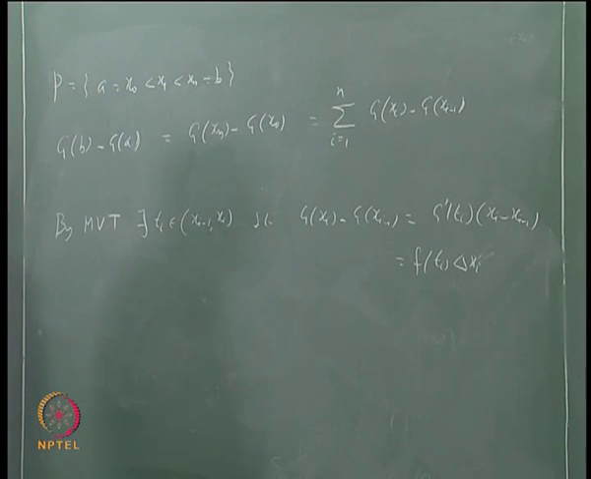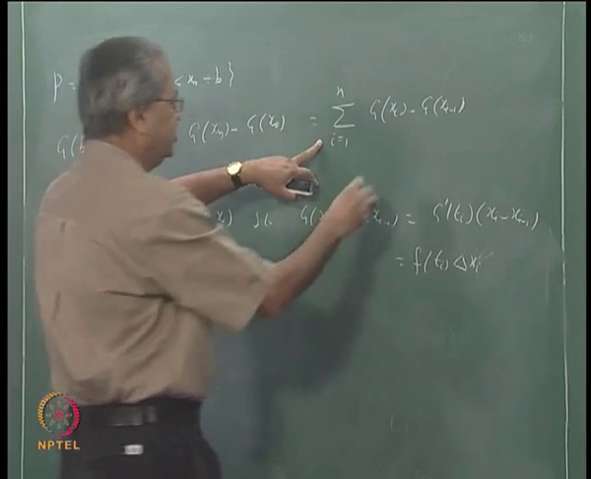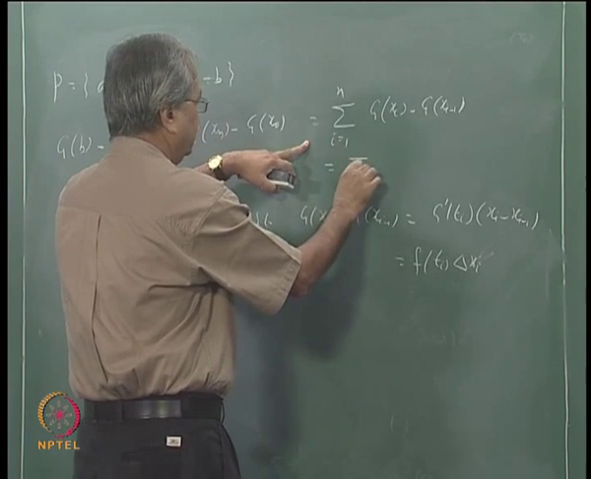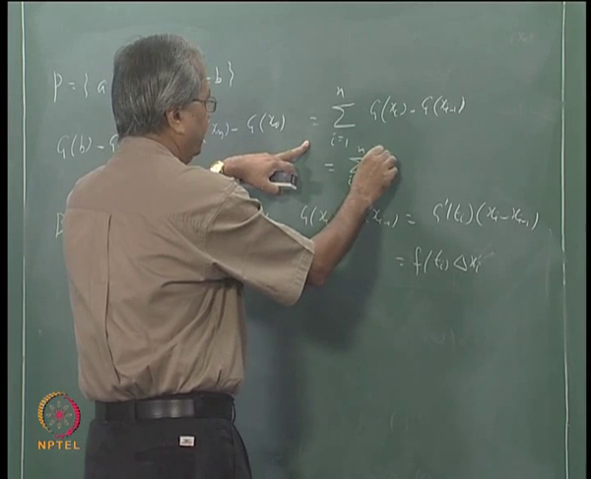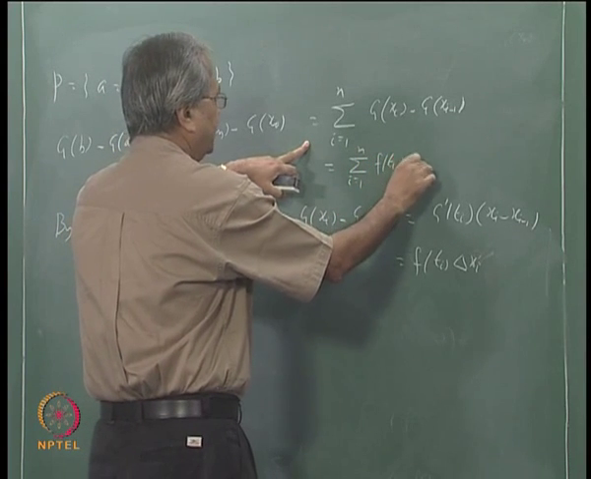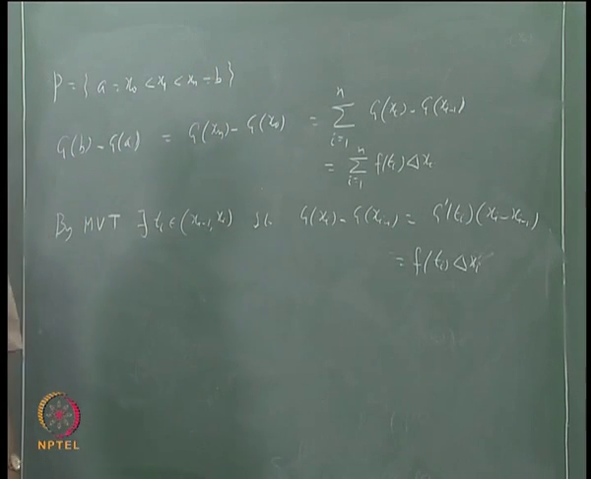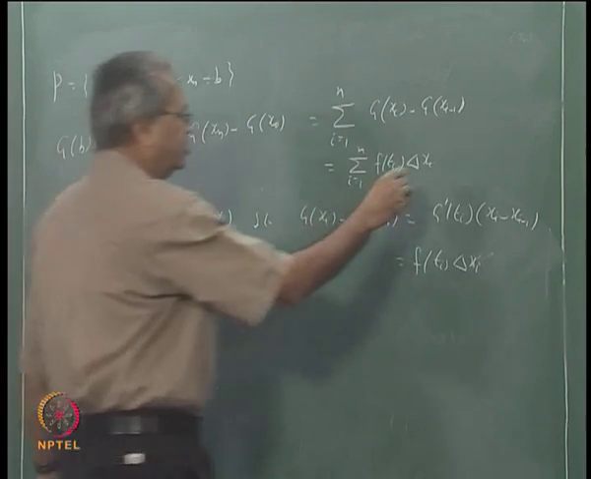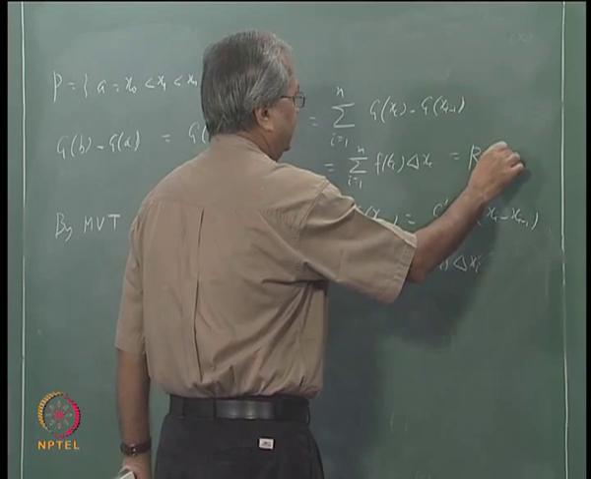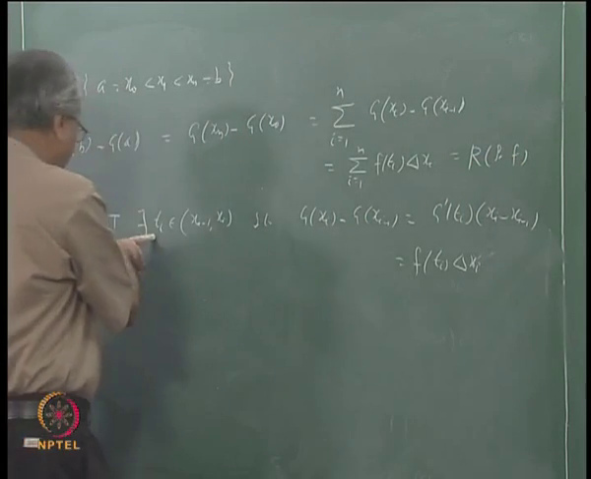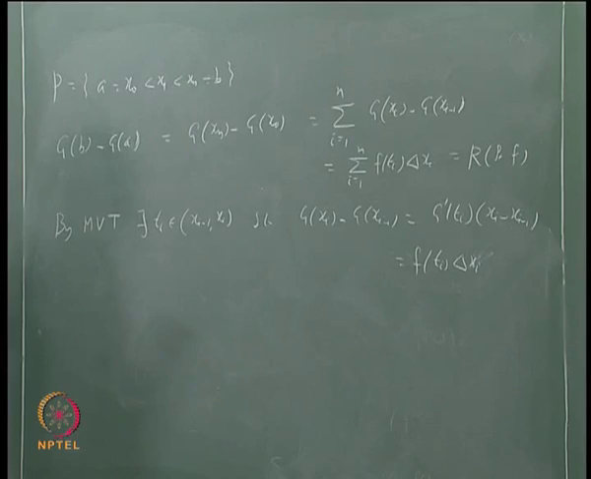So what happens to this? This becomes sigma i going from 1 to n f at Ti multiplied by delta xi. Okay, and now what is this? It is nothing but the Riemann sum for the function f, so this is nothing but R_P f, right? That is what we have denoted. This is R_P f for this choice of the points Ti.